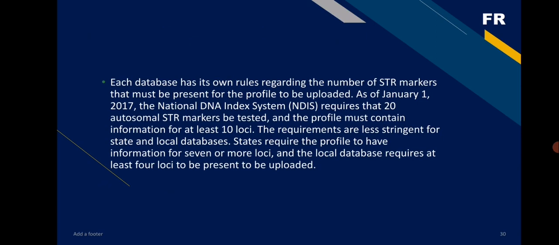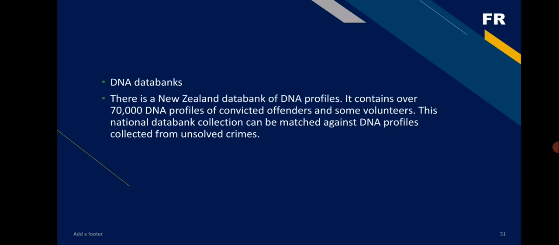Each database has its own rules regarding the number of STR markers that must be present for the profiles to be uploaded. As of January 1, 2017, the National DNA Index System requires that 20 autosomal STR markers be tested, and the profile must contain information for at least 10 loci. The requirements are less stringent for state and local databases. States require the profile to have information for 7 or more loci, and local databases require at least 4 loci to be uploaded.